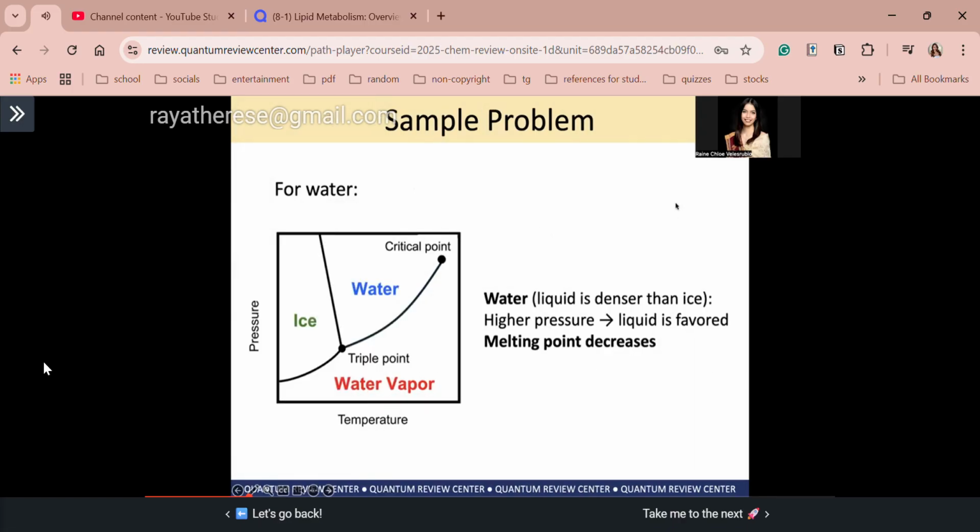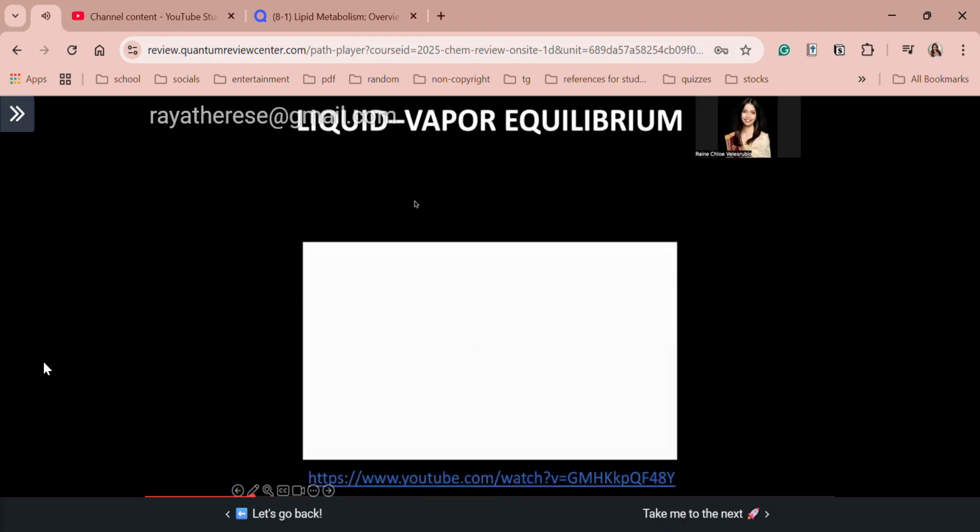Now, for water, again, it is the opposite. We know that water is denser than ice, right? So if you increase the pressure, that means the formation of the liquid is favored. Therefore, guys, as you increase the pressure, the melting point decreases, or it will take a lower amount of temperature to melt the ice into water. Take note of this difference, guys. This concept is important. Now, let's move on to the next part of our crash course.